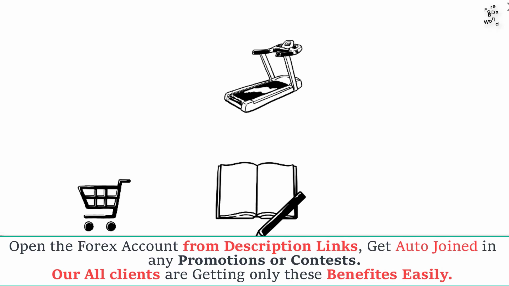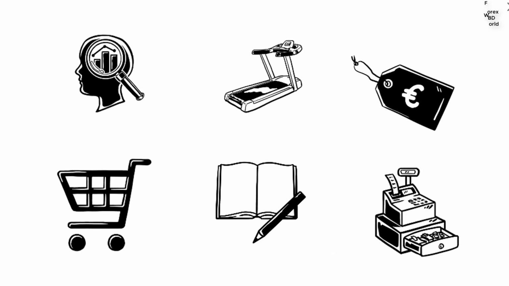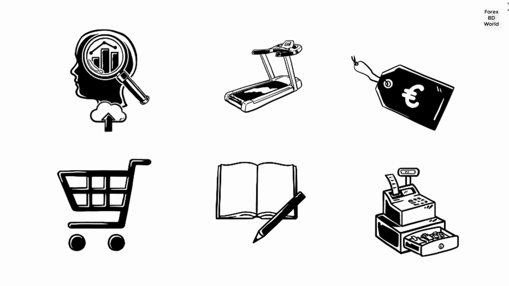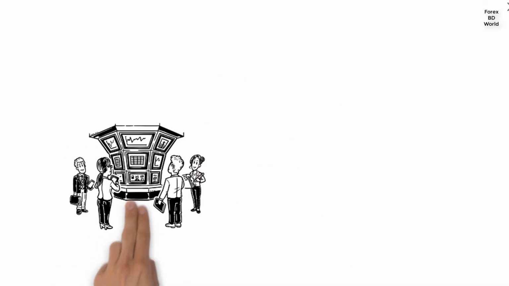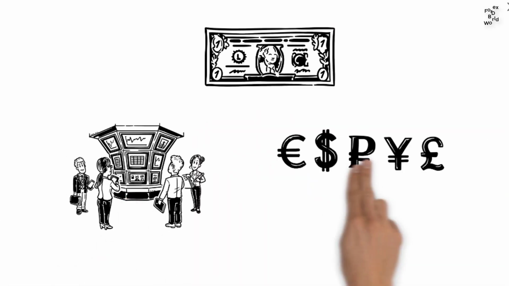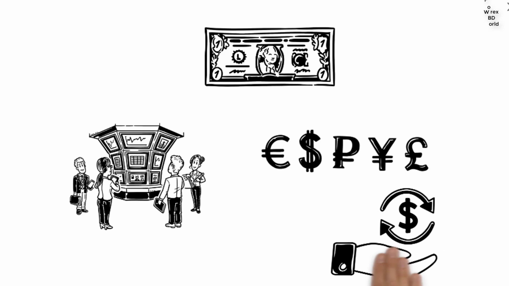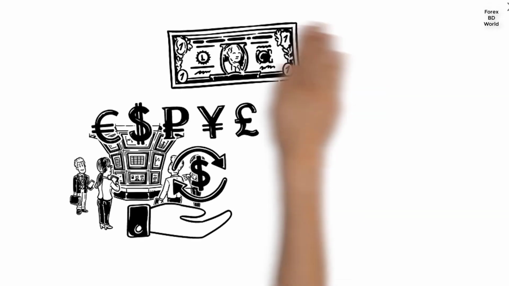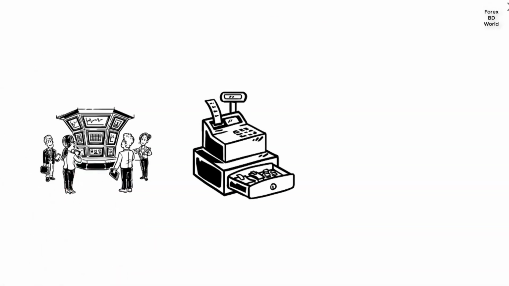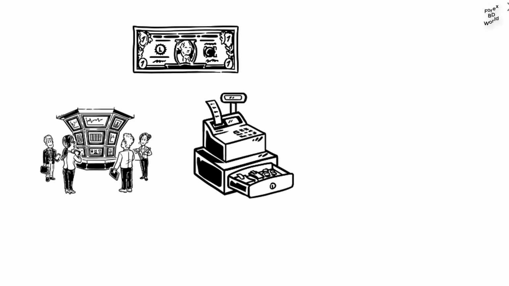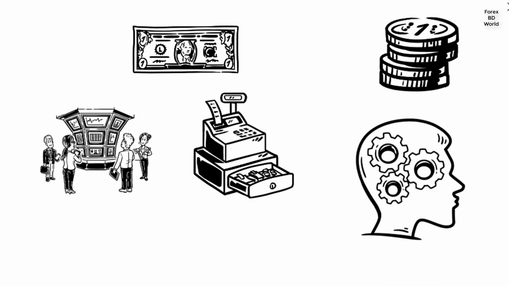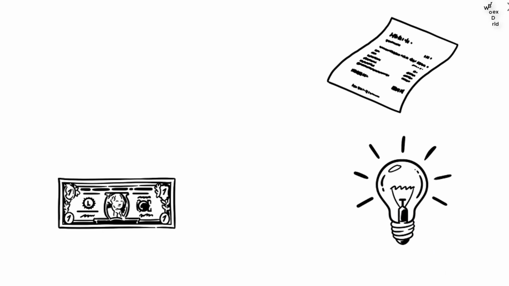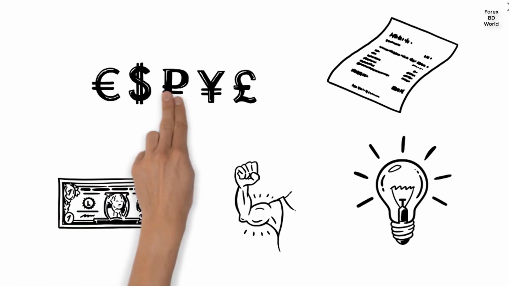Forex trading is the practice of buying and selling currencies in the foreign exchange market. Traders buy a currency pair when they believe the base currency will strengthen against the quote currency. Conversely, traders sell a currency pair when they believe the base currency will weaken against the quote currency, or when they think the quote currency will strengthen against the base currency.